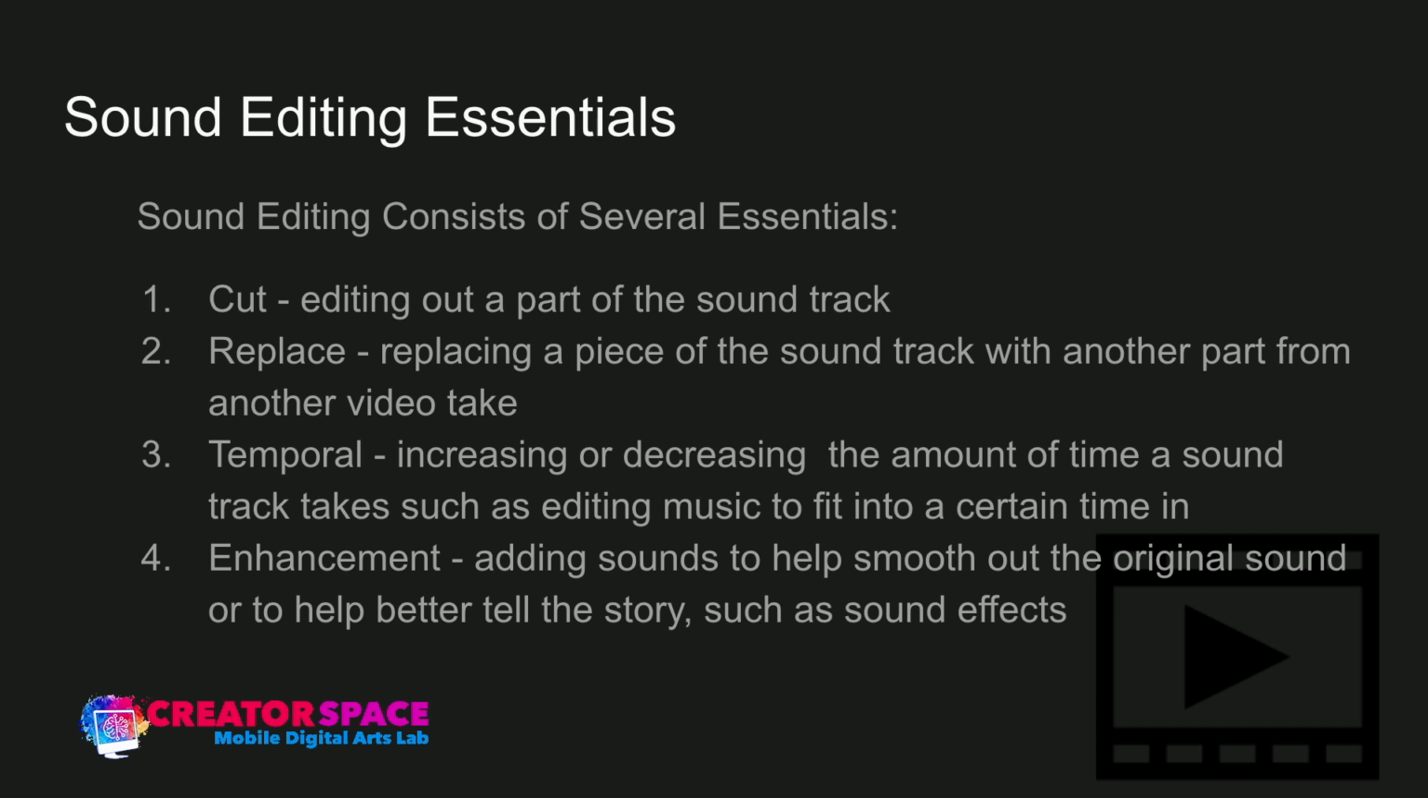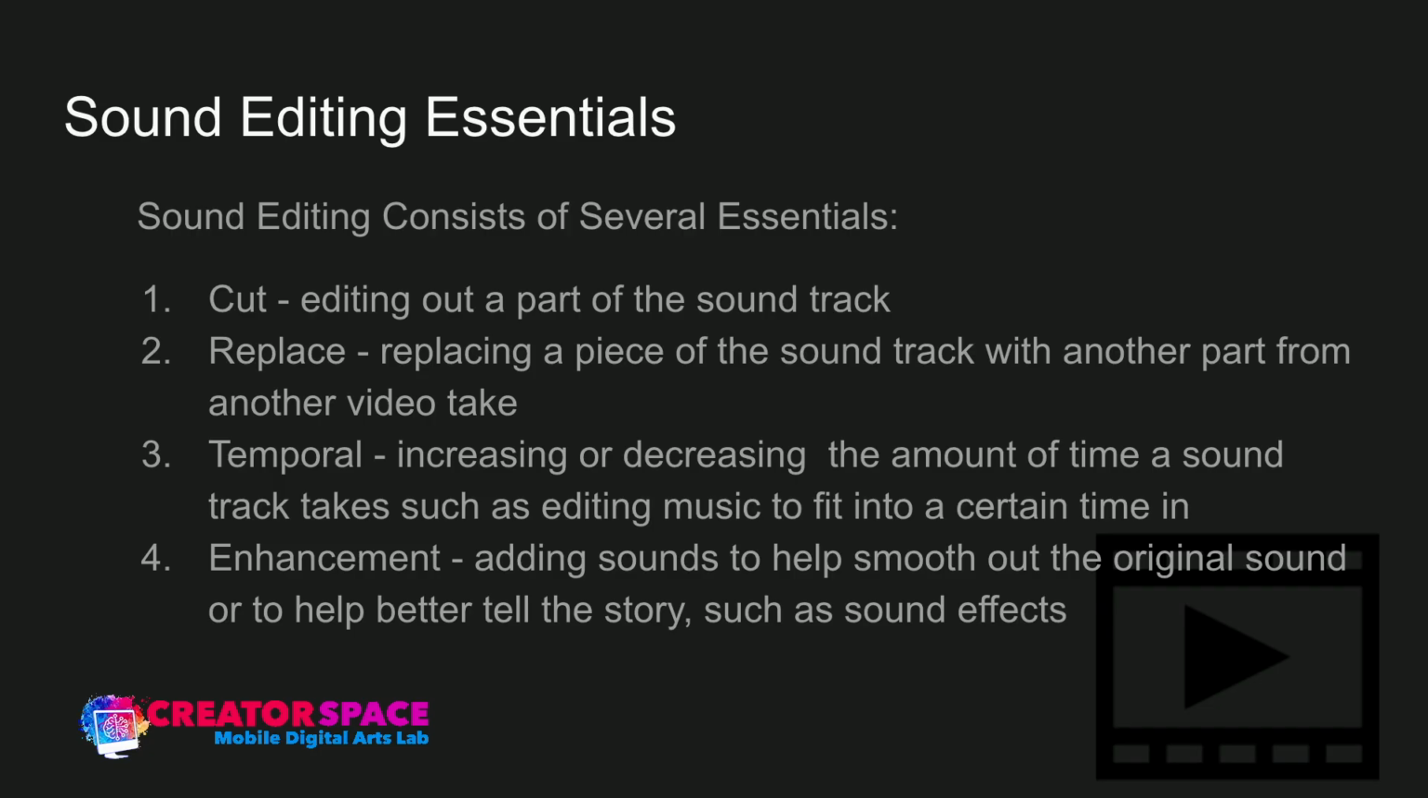So temporal: how you can increase or decrease the amount of time a sound takes, right? You could be editing music to fit into a certain time. You could be speeding things up to make them sound faster. You can be slowing things down. So slow motion, maybe you want to slow down the sound of a bird flying. Let's say you have a slow motion shot, right? And you see the wings, so you want to have that slow sound. So you could be pitch shifting things to make them slower, so they sound like they're slowed down. So that's that temporal thing.